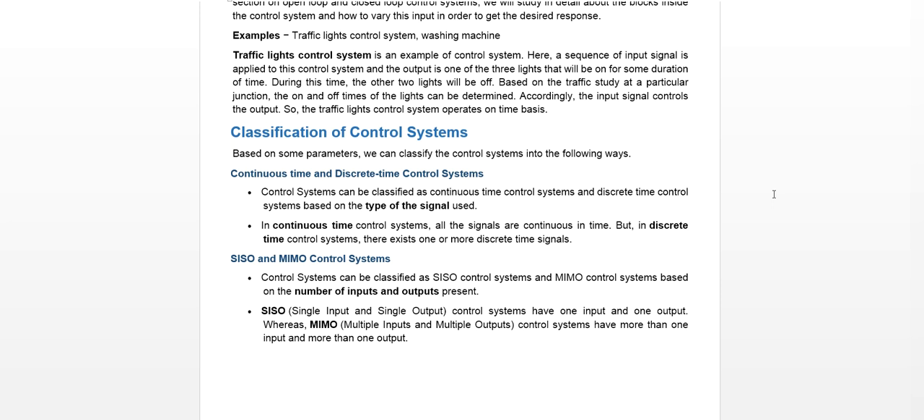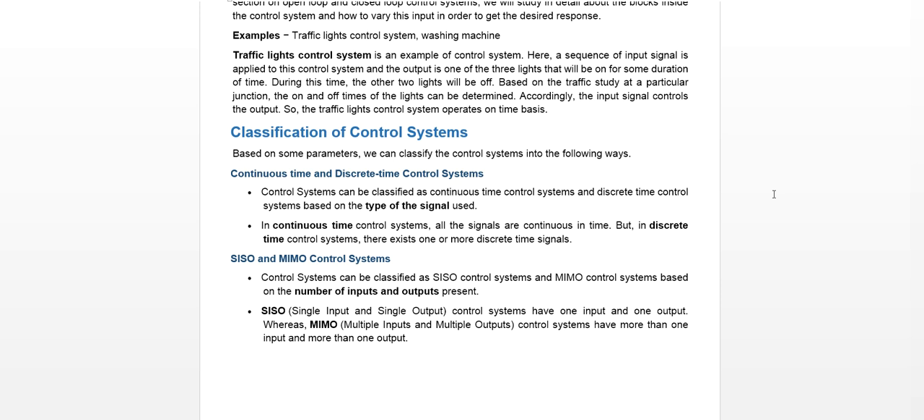When we say continuous time, they are using analog signals, and when we say discrete time, they are using digital signals, which has high low, positive high and negative low. In continuous time control systems, all the signals are continuous in time, but in discrete time control systems, there exist one or more discrete time signals.